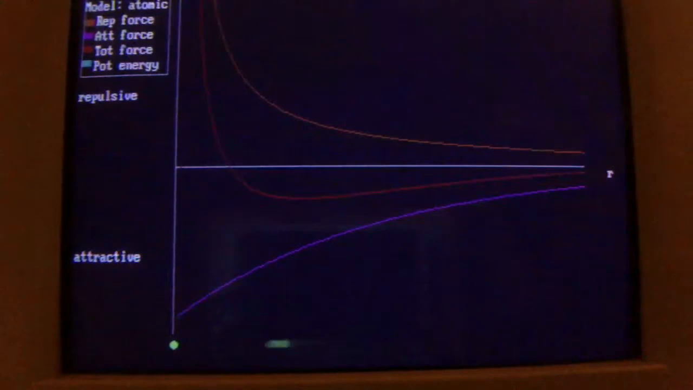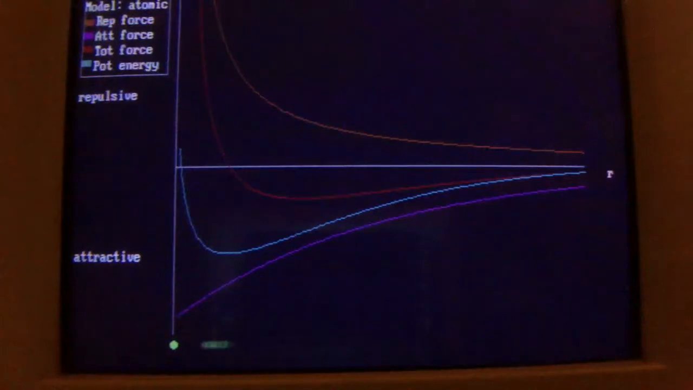The potential energy is given by this curve. Notice that the minimum potential energy lines up with the equilibrium position. The potential energy is negative. It rises to 0 when R equals infinity. We can follow the oscillating atom on these curves.